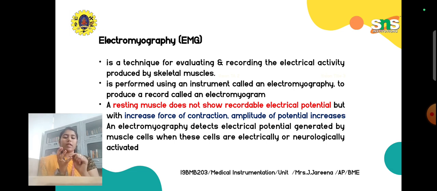The terms electromyography and electromyogram, I think you might know, because we have already discussed them in a previous class, right? Electromyography is a technique, graph is an instrument, and gram is the output that you get when doing this experiment.